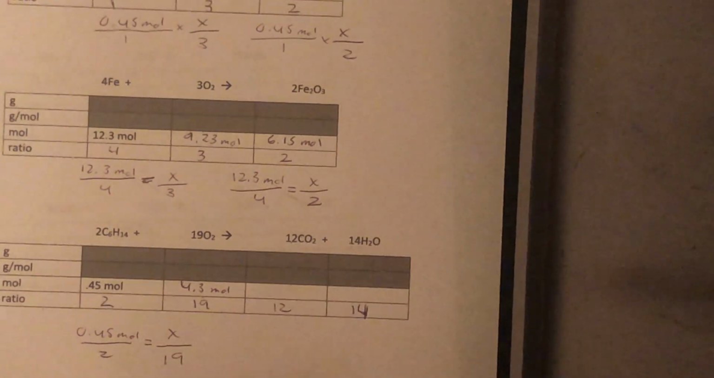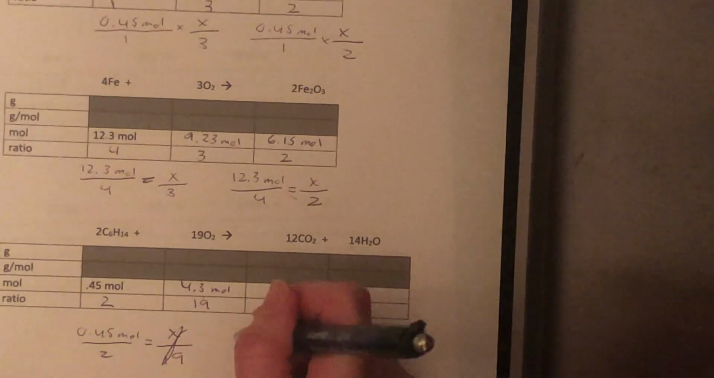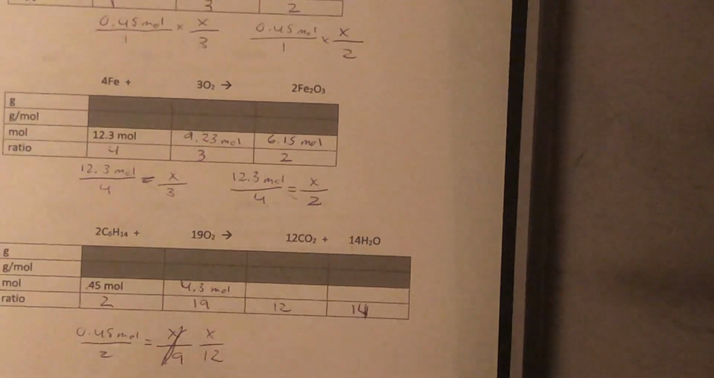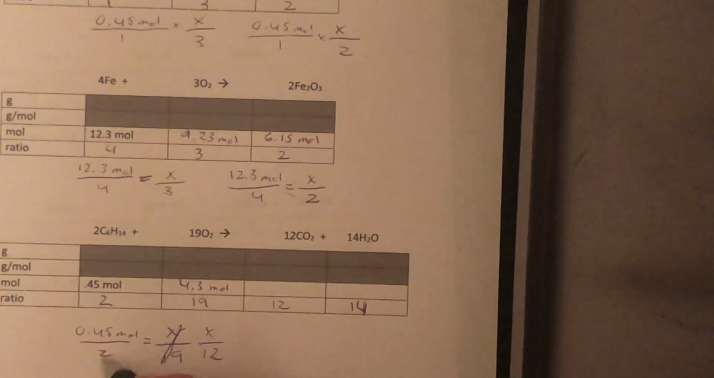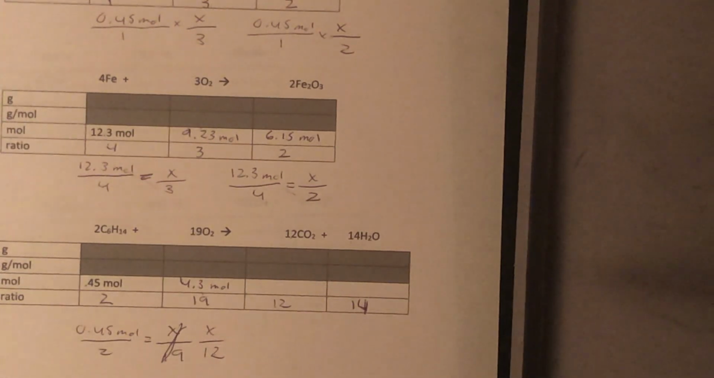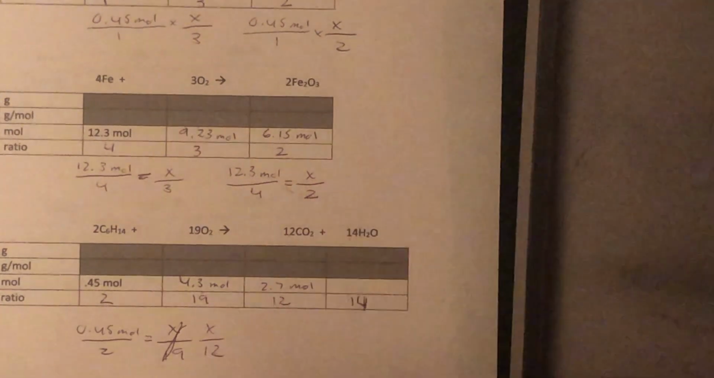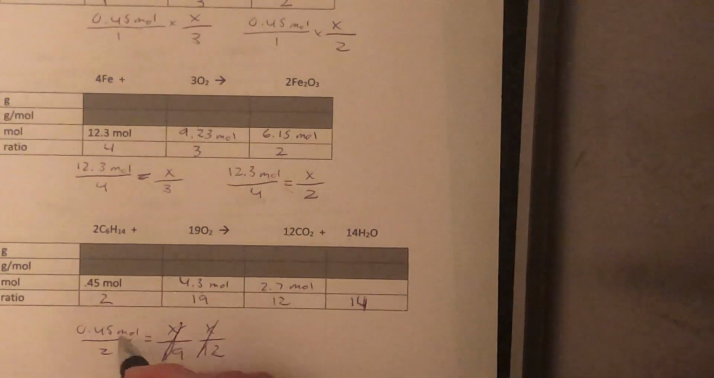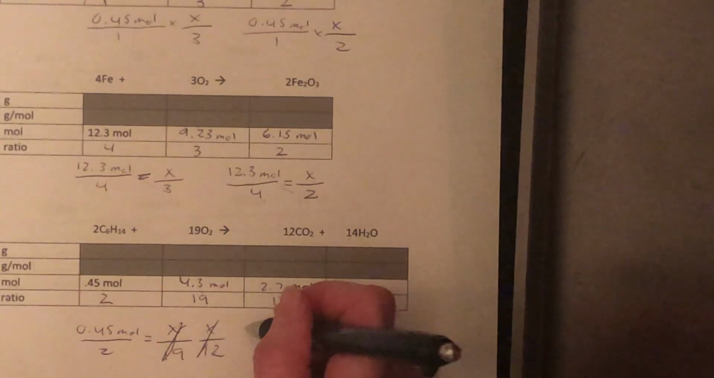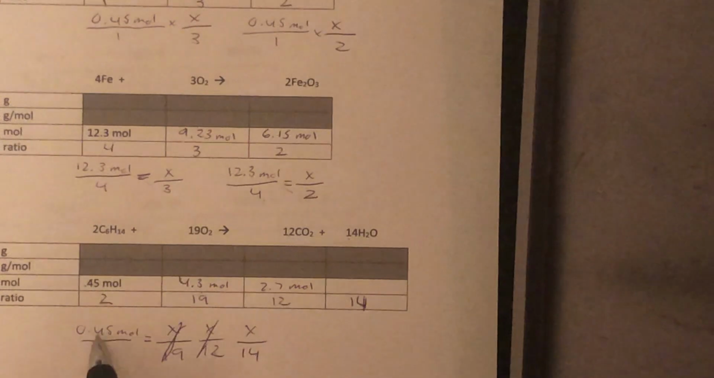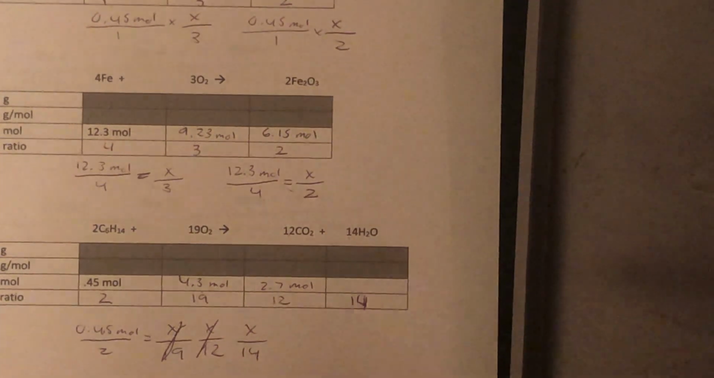And then same thing for this, we can just replace this right part with x over 12. We multiply 12 by 0.45 and divide by 2. We're going to get 2.7 moles. Then replace the right part of the equation with x over 14. Multiply our 14 by 0.45, cross multiplication, divide by 2, and we get 3.2 moles.